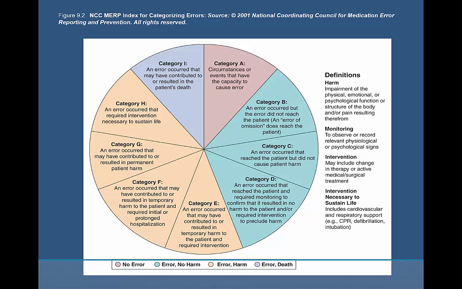So it goes all the way up to category H, an error occurred that required intervention, and then finally category I, an error occurred that may have contributed to or resulted in the patient's death. So anyway, it's all about patient harm, and whether something could have been done at some point to preclude the harm or the death.